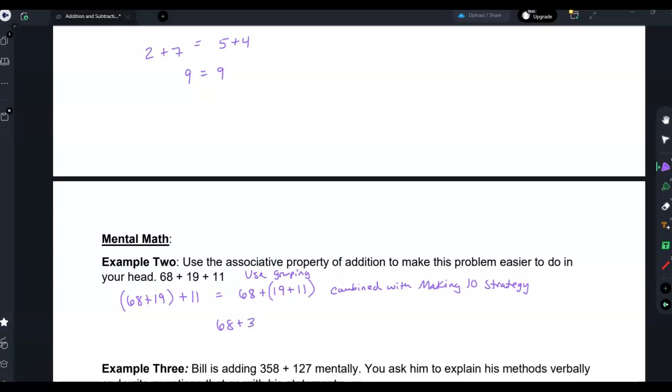I'm showing you some work, but we could easily do this in my head. What's going on in my head is I'm saying, okay, let's do 19 plus 11 first. 19 plus 11 is the same thing as 20 plus 10. That's easy to do. That's 30. And then 68 plus 30 is 98. So that's a process that we could do entirely in our head using both the associative property and our making 10 strategy.